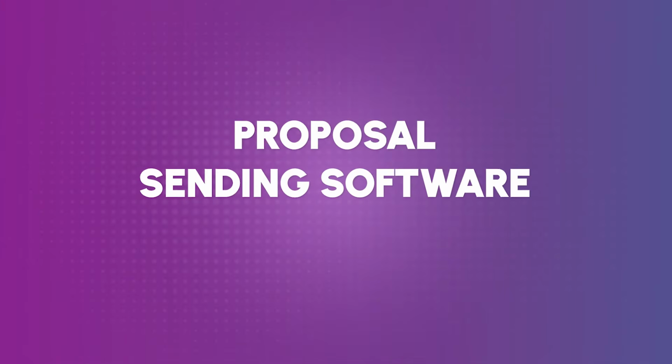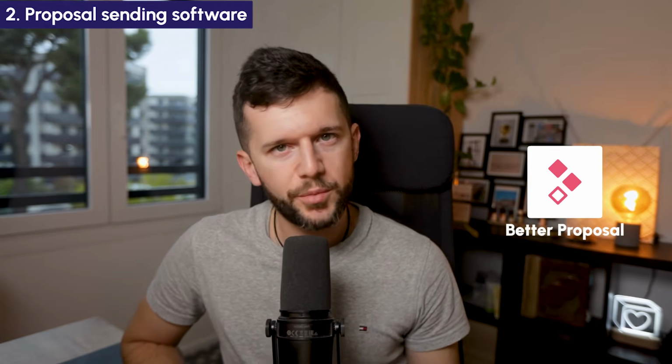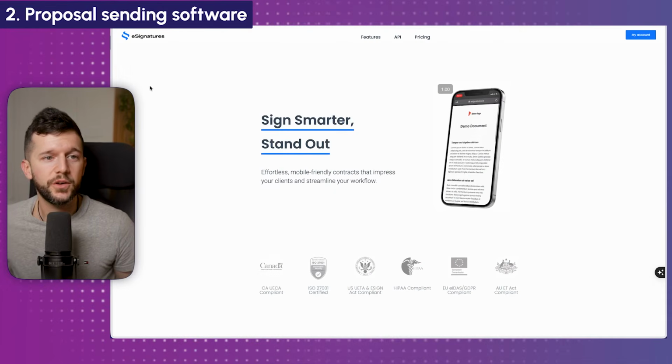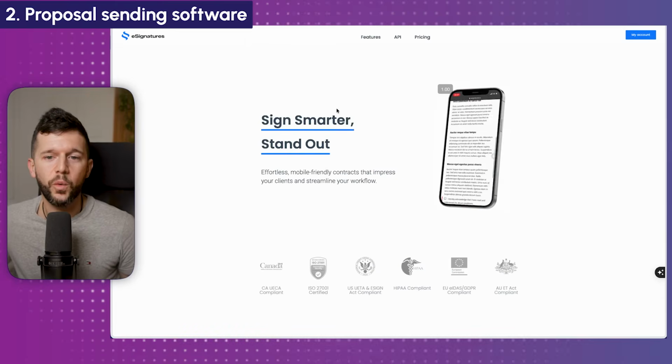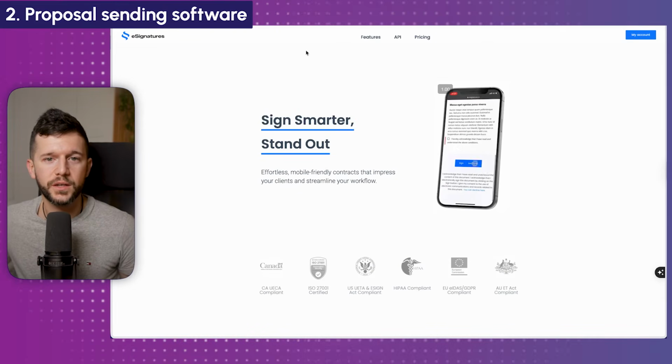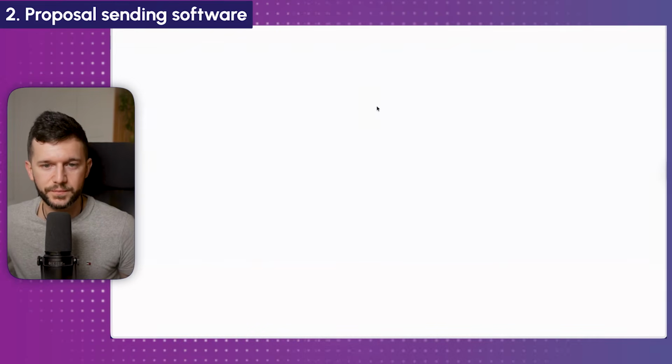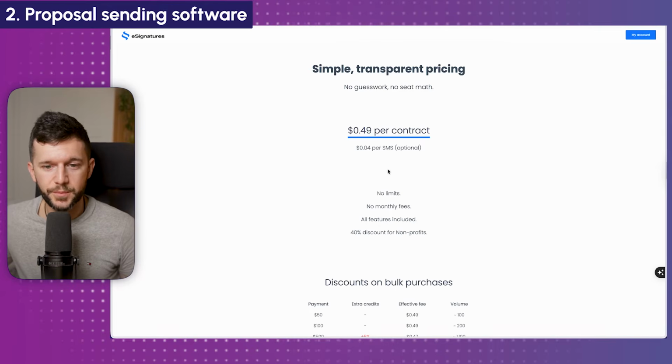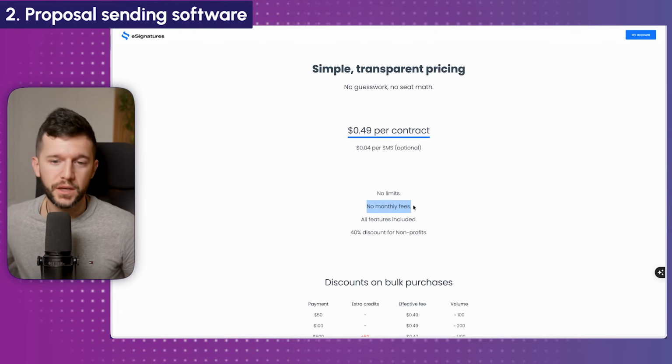Okay, second, we need a proposal sending software. There are a lot of softwares here. You can choose DocuSign, PandaDoc, Better Proposals, or this one, which is the one that I use, which is called e-signatures. The one thing that I like about this one is their pricing, where you are charged only 49 cents per contract that you send. This is the only service that I've seen with no monthly fees. So this is very good if your volume of proposals is not too high.